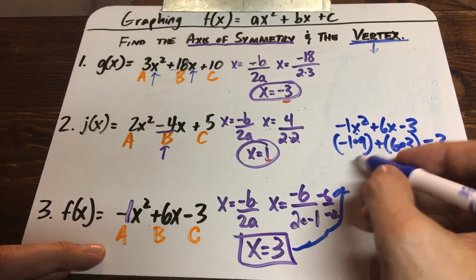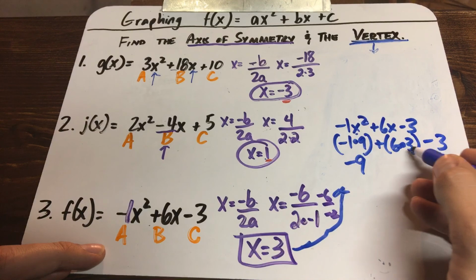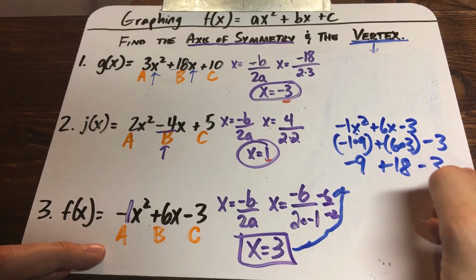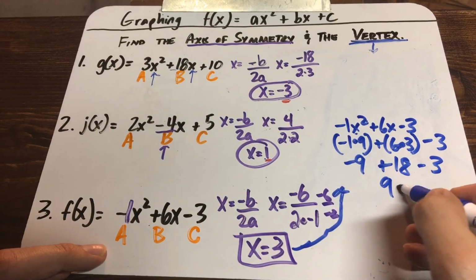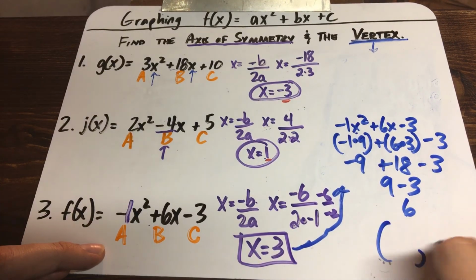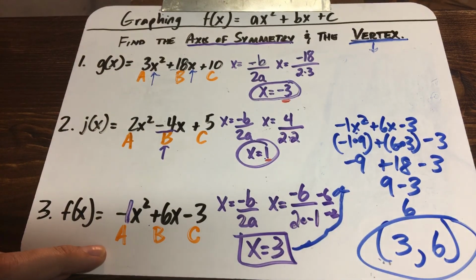So here, -1 times 9. This is ugly looking, but that's 6 times 3. 6 times 3 is 18. And then -3. Then I can finish it off. -9 plus 18, that's 9. 9 minus 3 is 6. Now 6 is part of my vertex. It's the last part, right? It's the y-coordinate. The x-coordinate comes from our first answer: 3, 6. All right, there you go.